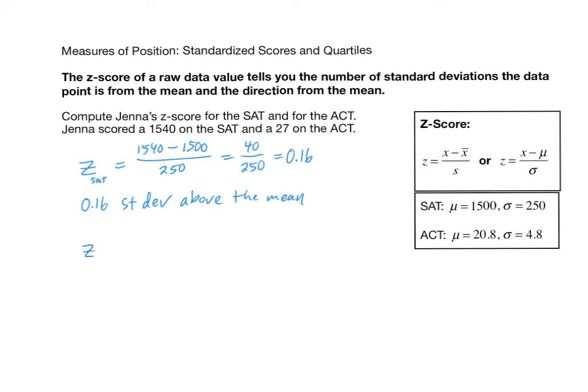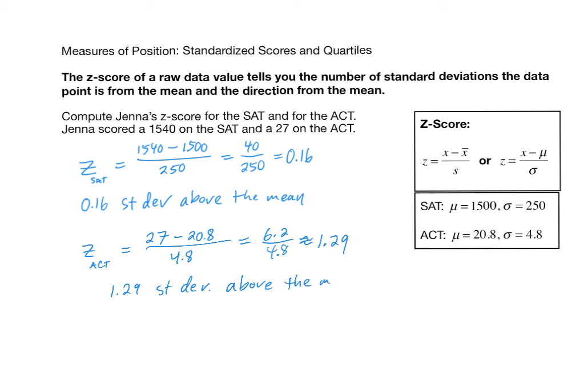Let's find her z-score on the ACT. On the ACT, her score was a 27, that's the x, minus the mu, which was 20.8, divided by sigma, which is 4.8. This gives you 6.2 divided by 4.8, and 6.2 divided by 4.8 is approximately 1.29. So Jenna's z-score on the ACT is 1.29 standard deviations above the mean. Again, it's above because it's positive, and you already knew that because we saw 27 is greater than the mean of 20.8. So this is how we can standardize the scores.